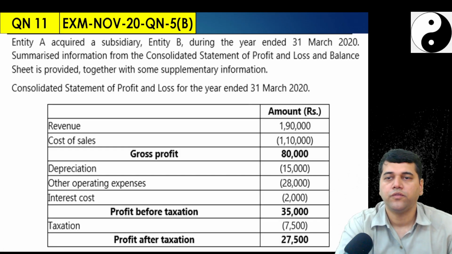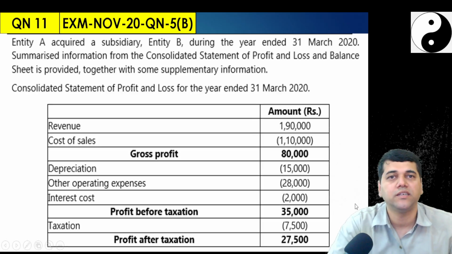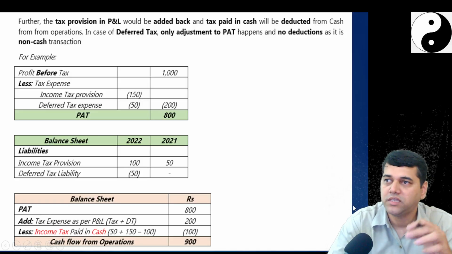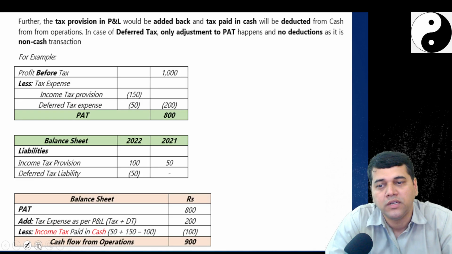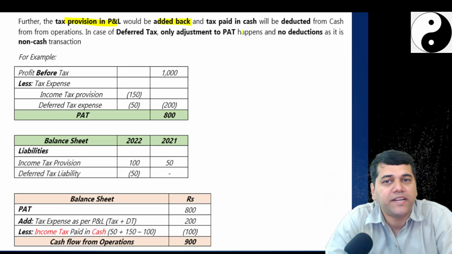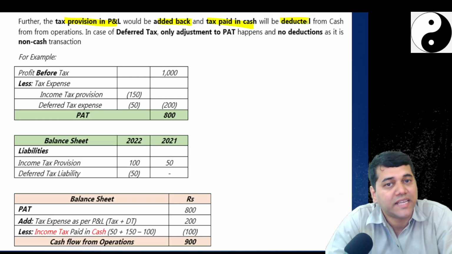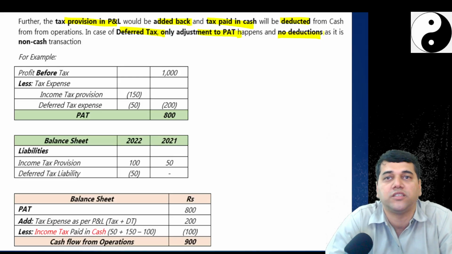Yes, students, before we check the answer, I just updated the chart book also. In the chart, when you are revising, you will find something like this. I have told that the tax provision will be added back and tax paid in cash will be deducted. Deferred tax only adjustment to PAT happens, but no deduction in the non-cash.